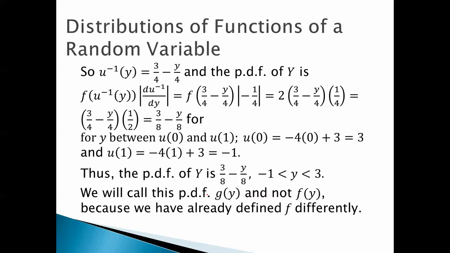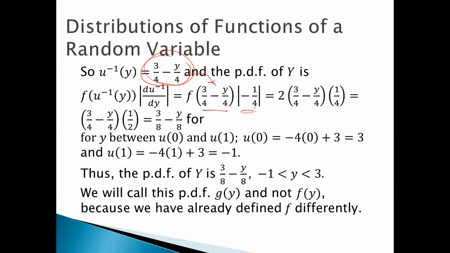And the PDF of y is f of u inverse of y times the derivative of u inverse with respect to y. So that's f of 3/4 minus y over 4, because that's what u inverse of y is. You just plug that in here, times the derivative of u inverse with respect to y. Well, look at this. What's the derivative of this with respect to y? It's just going to be negative a fourth, so that accounts for this factor here. So we get f of 3/4 minus y over 4 times negative 1/4.